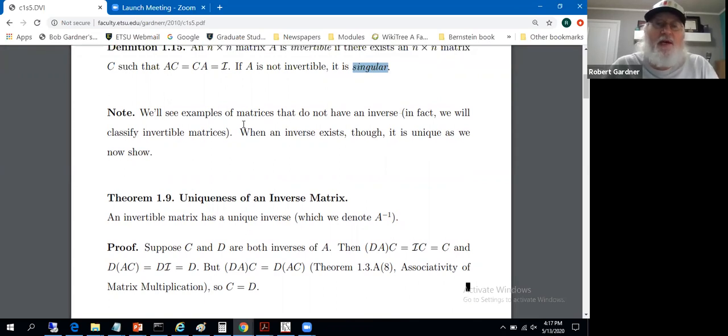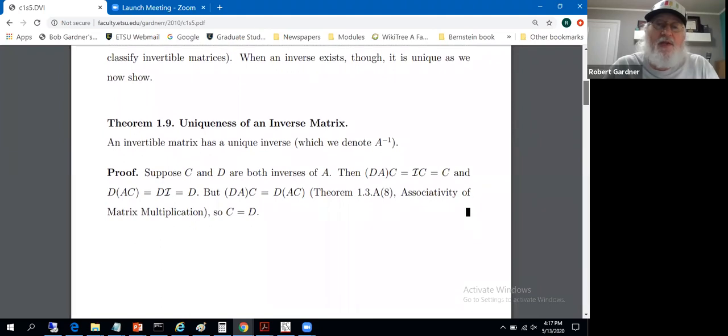All right, we'll see examples of matrices that don't have inverses. In fact, we'll give a bunch of conditions that are equivalent to the invertibility of a matrix. And when the inverse exists, it's unique. So let's take care of this technicality, and we'll get down to actually computing these in another couple of slides.